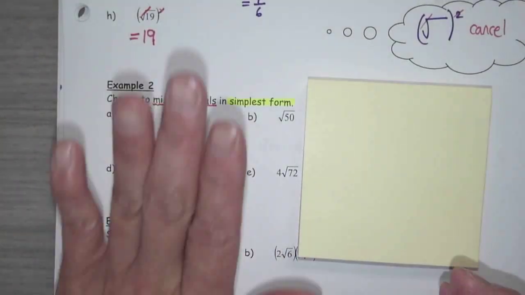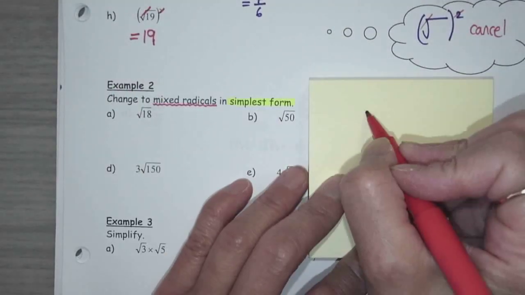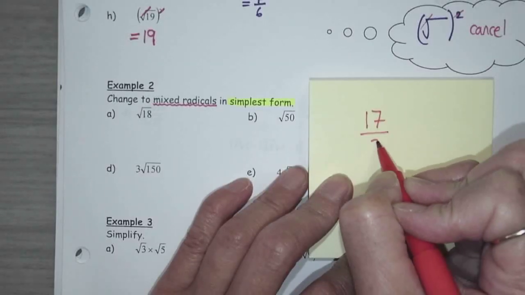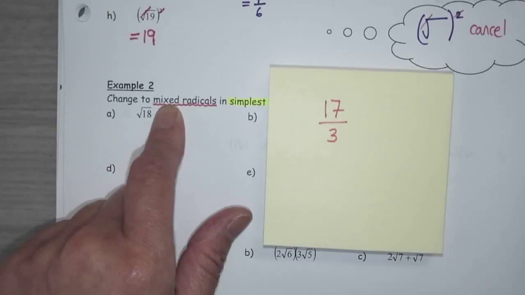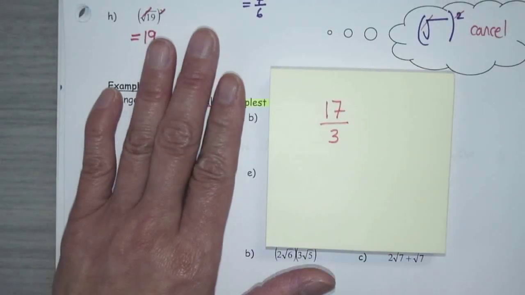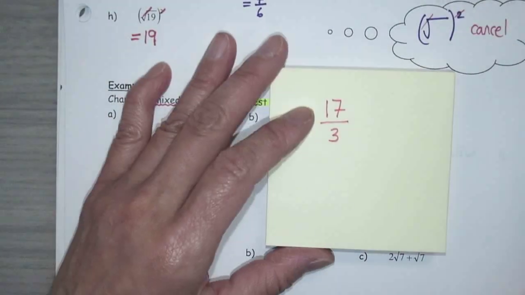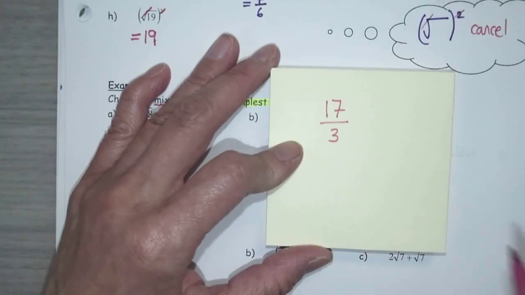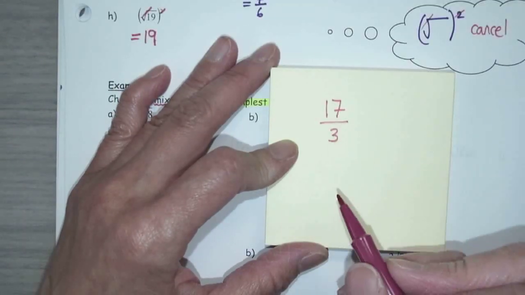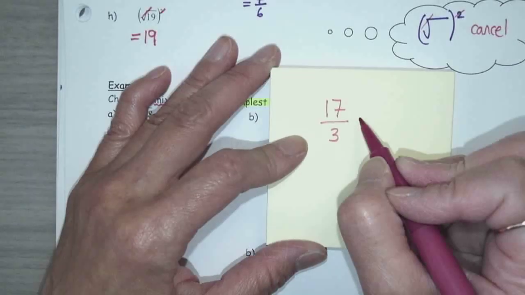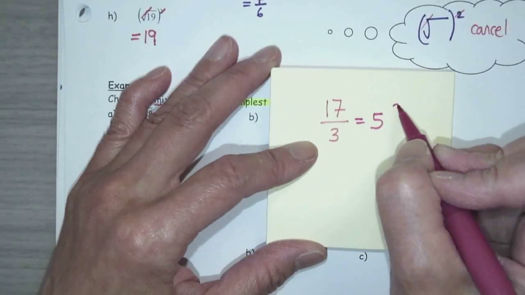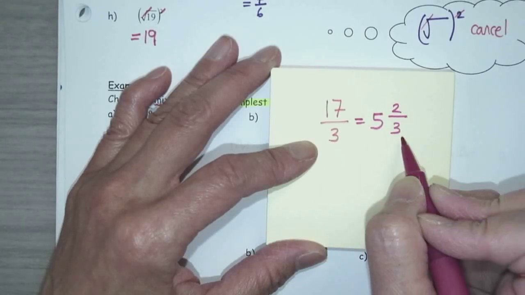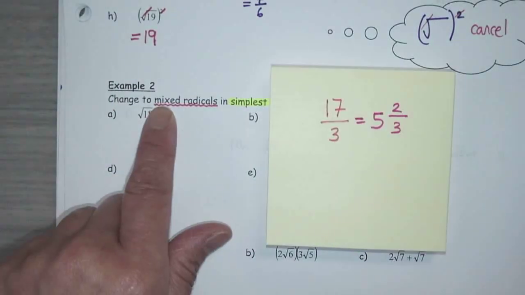If I said to you, ignore this for a second, 17 over 3, and I wanted you to write it as a mixed fraction, what would I do? I would say, how many times can 3 go into 17? 5? Yeah. How much is left over? 2. And you leave the leftover here on top, right? So that's what this mixed radical is.